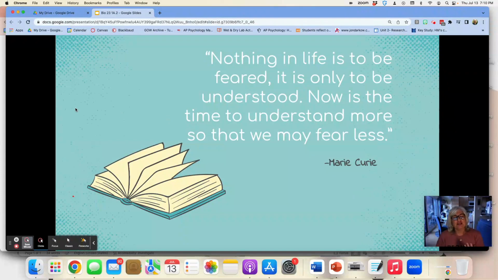I love Madame Curie's quote that nothing in life is to be feared. It's only to be understood. Please know that when we are scared of something, it's generally because we don't know very much about it. And so knowledge and education is how you can combat fear. So now, as she says, now is the time to understand more so that we may fear less.